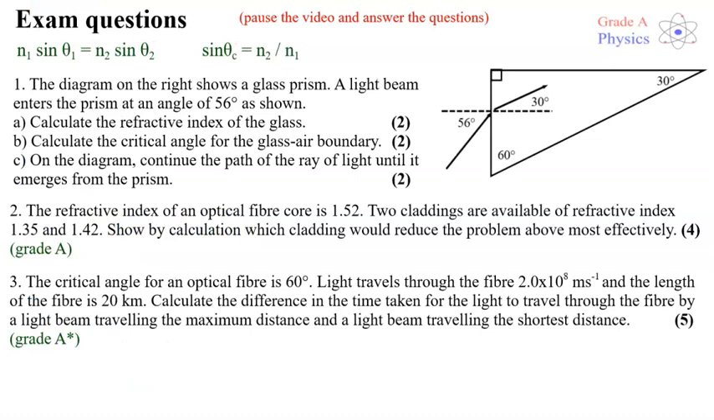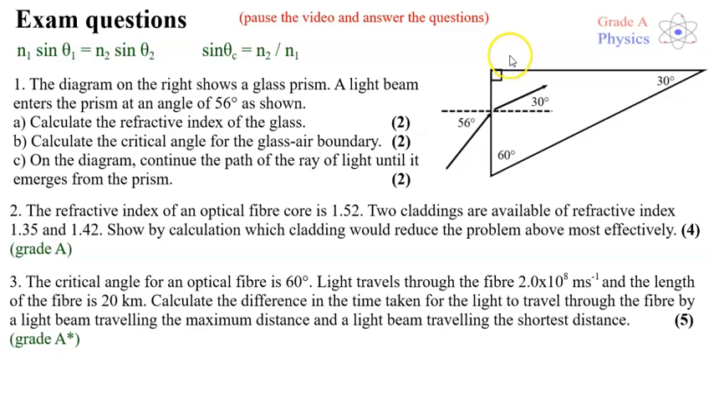Right, we have 3 exam questions to work through. The first question is your absolute standard exam question. This involves Snell's law, refraction, and also critical angle. And we have to calculate various values and then draw or complete the path of the ray of light. So that's a really key thing that you need to do in the exam.